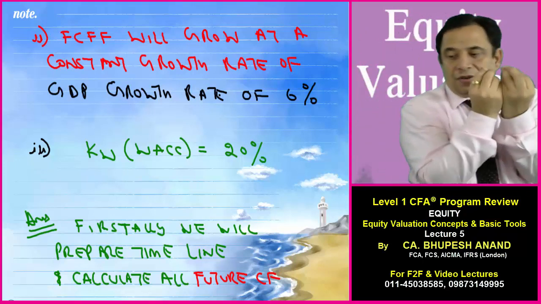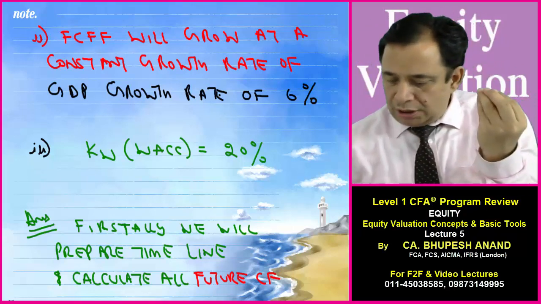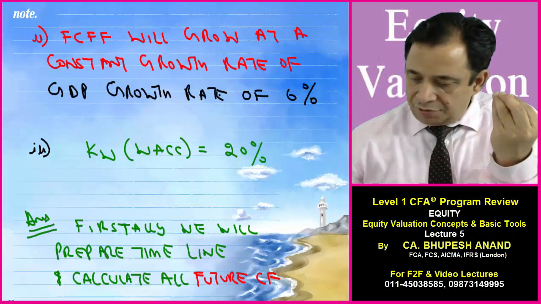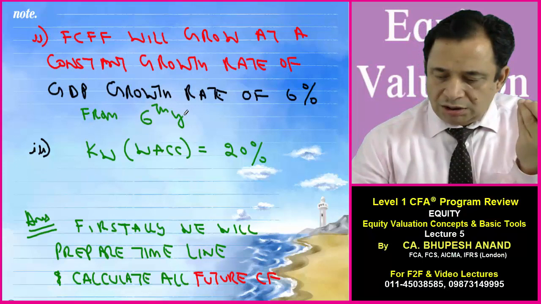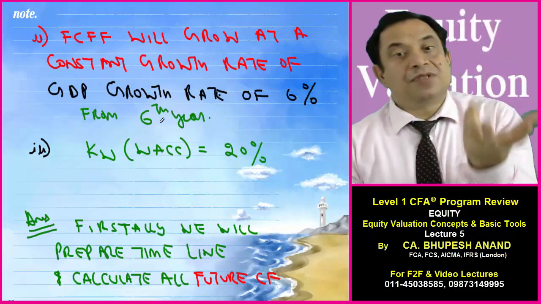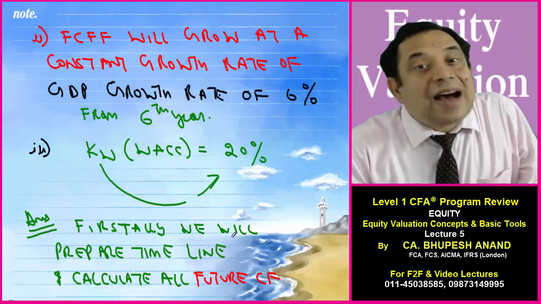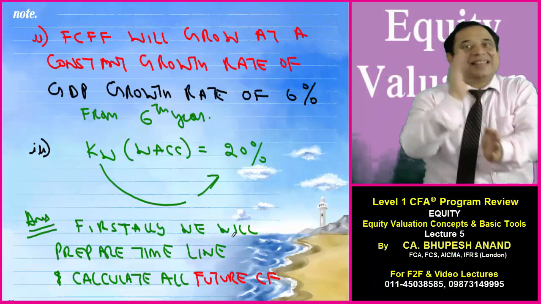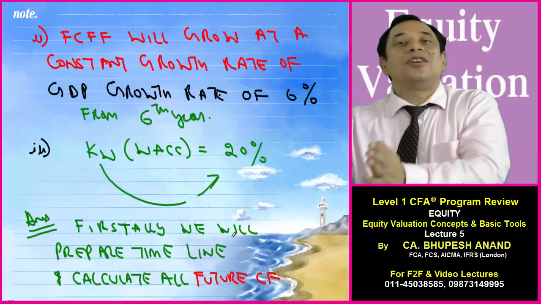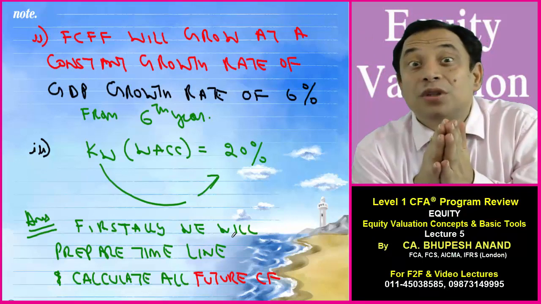From the fifth year there will be a perpetuity growth rate at a constant growth rate of 6% from the sixth year. So this assumption I have done. So this is weighted cost. So first I have to draw a timeline, and then I will be writing the free cash flow for the firm for these years.